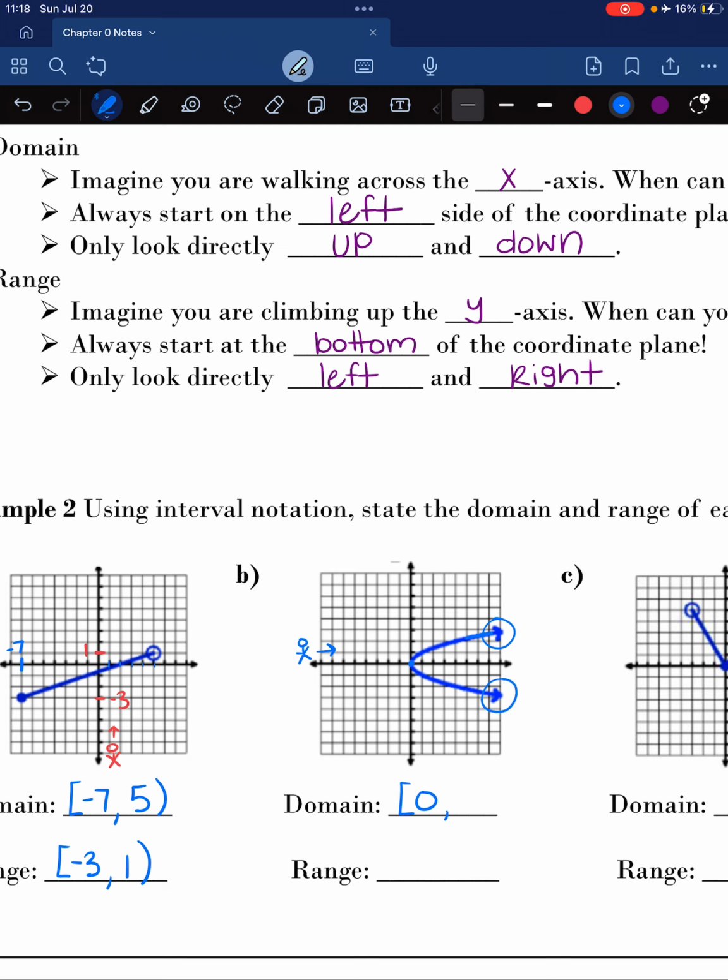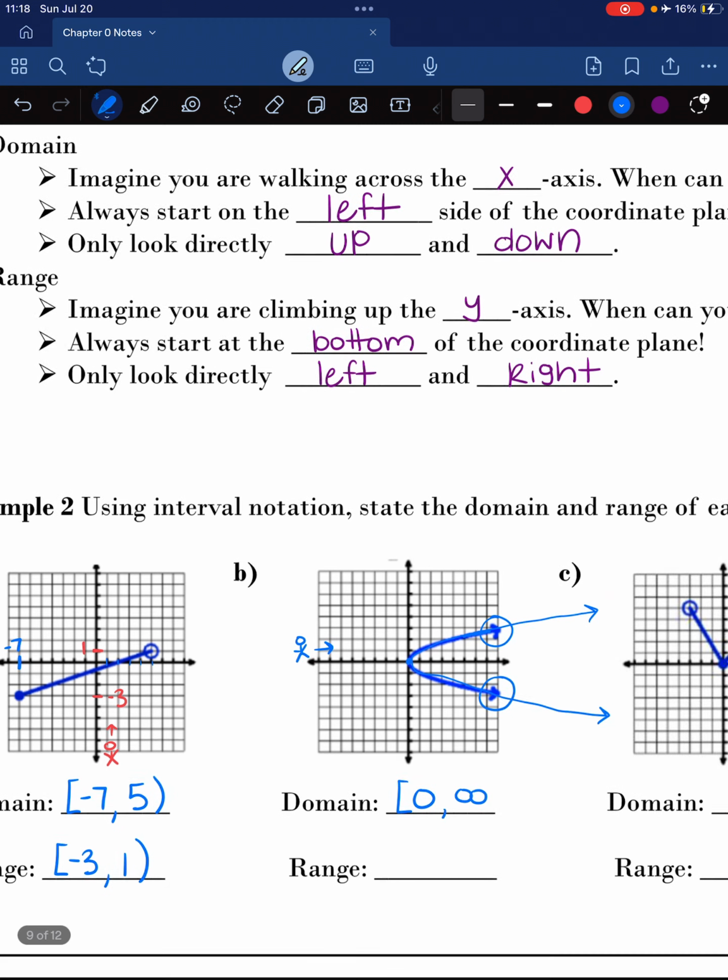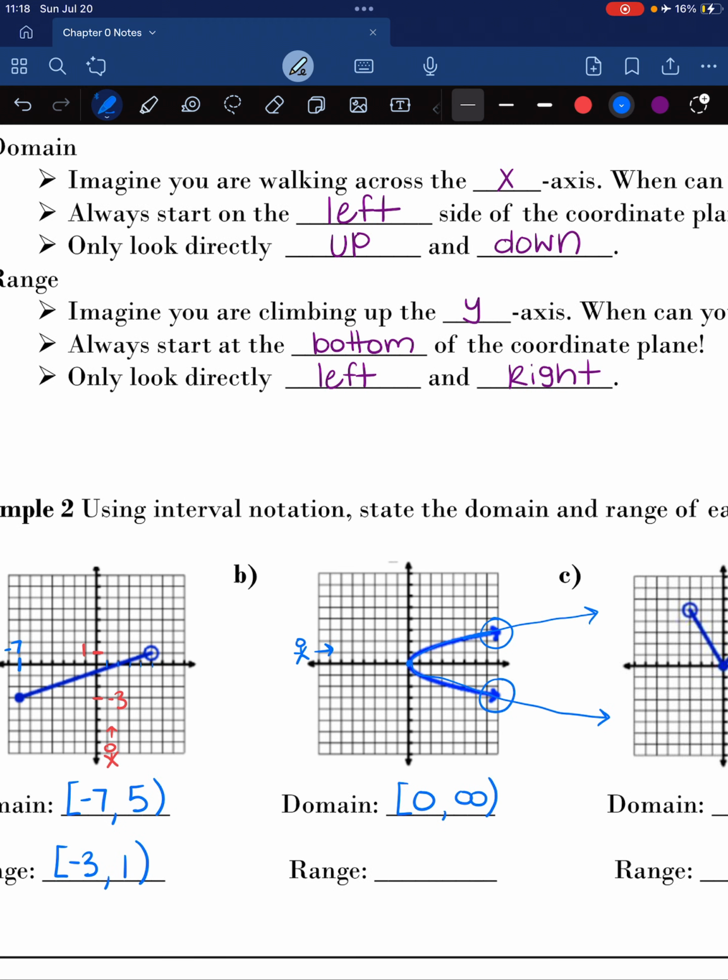And then there's arrows on the end of this function. So if I were to zoom out on the graph, this would keep going this way forever, and it's going to keep going this way forever. So it's actually going to go up to infinity. I could have any positive x value, and as long as I could zoom out far enough, it would still be there on the graph. And since we can't actually equal infinity, we're going to use a parentheses for that.